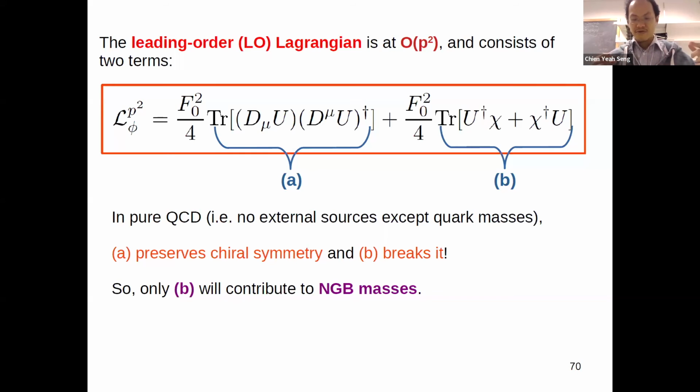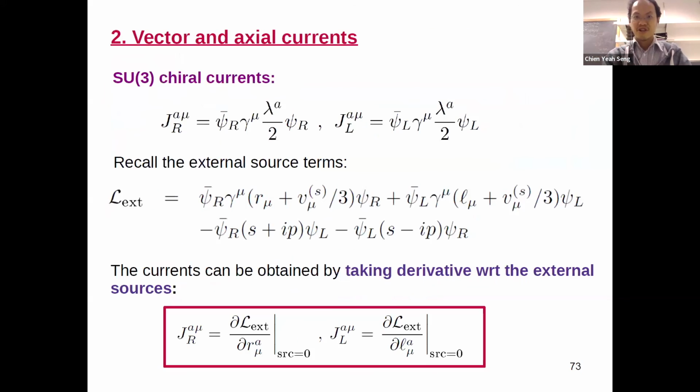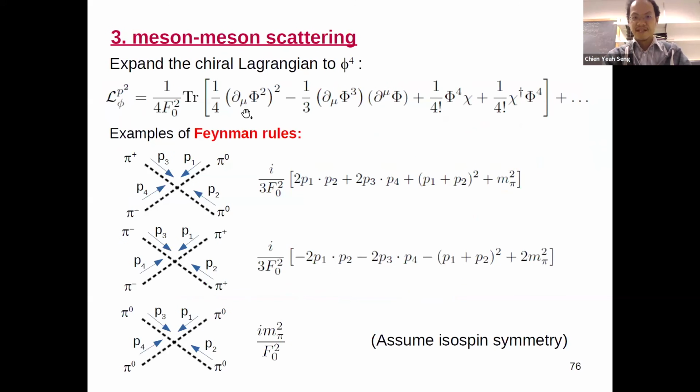To study the 2-to-2 scattering, you need to retain the terms which contain 4 powers of the Nambu-Goldstone boson, which are these terms. These terms all have 4 powers of phi. Then you can write down a bunch of Feynman rules coming from these terms. So let's take a few examples.